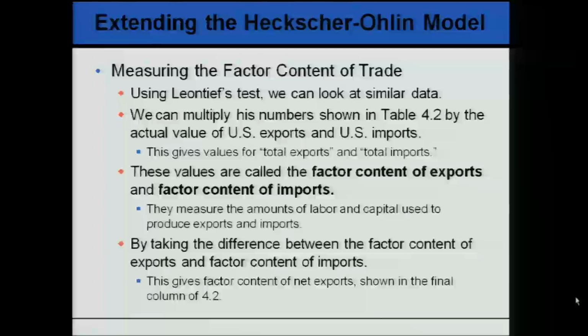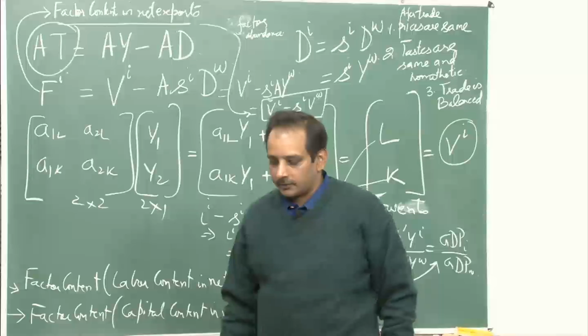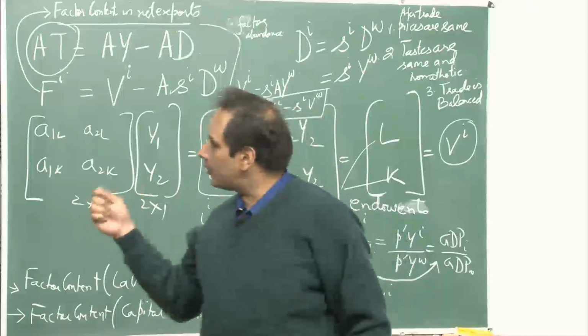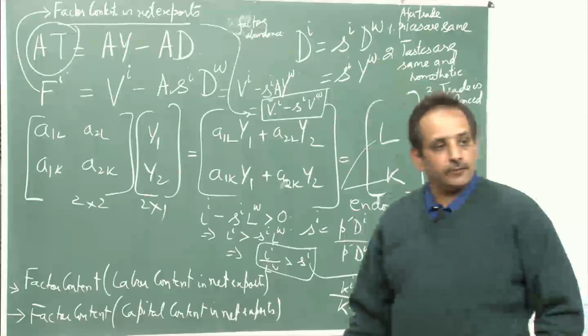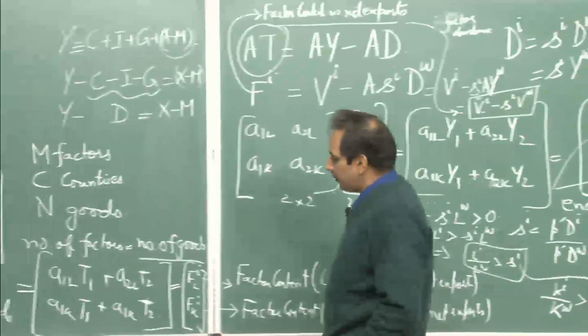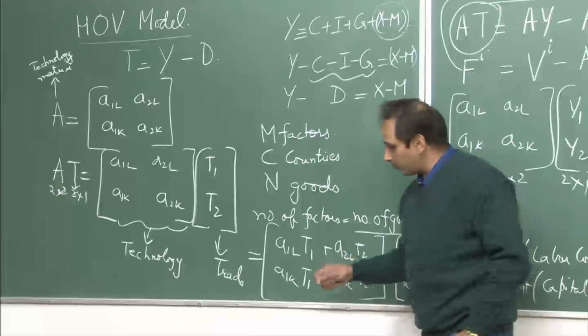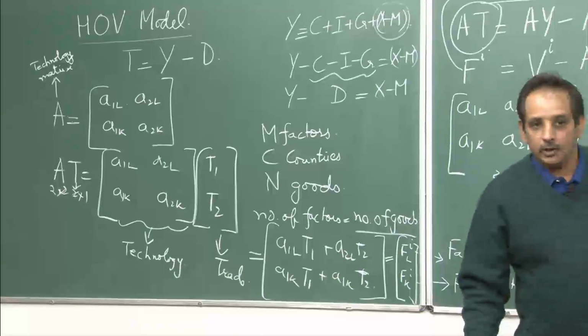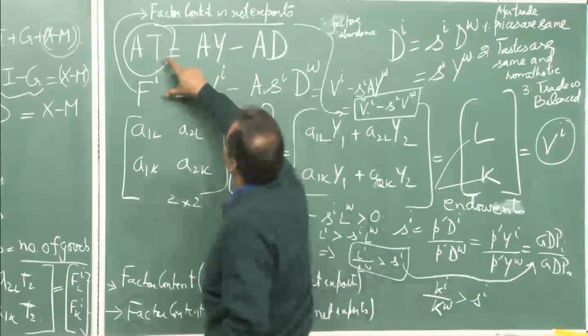So, then using Leontief's test, we can look at the similar data, we can multiply his numbers shown in table 4.2 by the actual value of US exports and US imports. This work was done by Professor Leamer in the 80s. He used the same Leontief's data of 1947, and then he could work out the total labor required to produce the entire exports. So, he was working out the factor content.